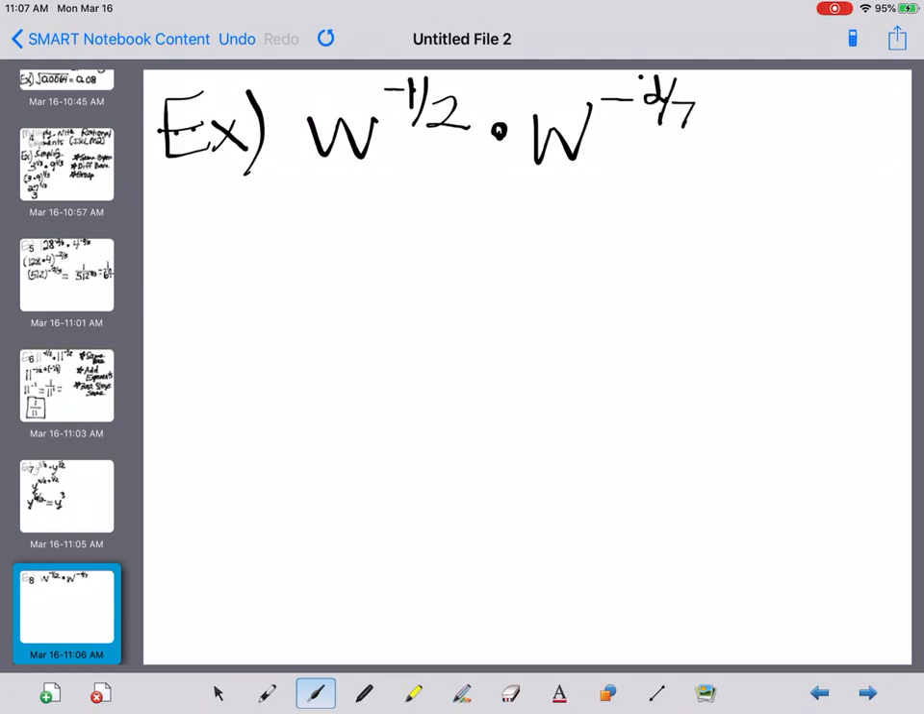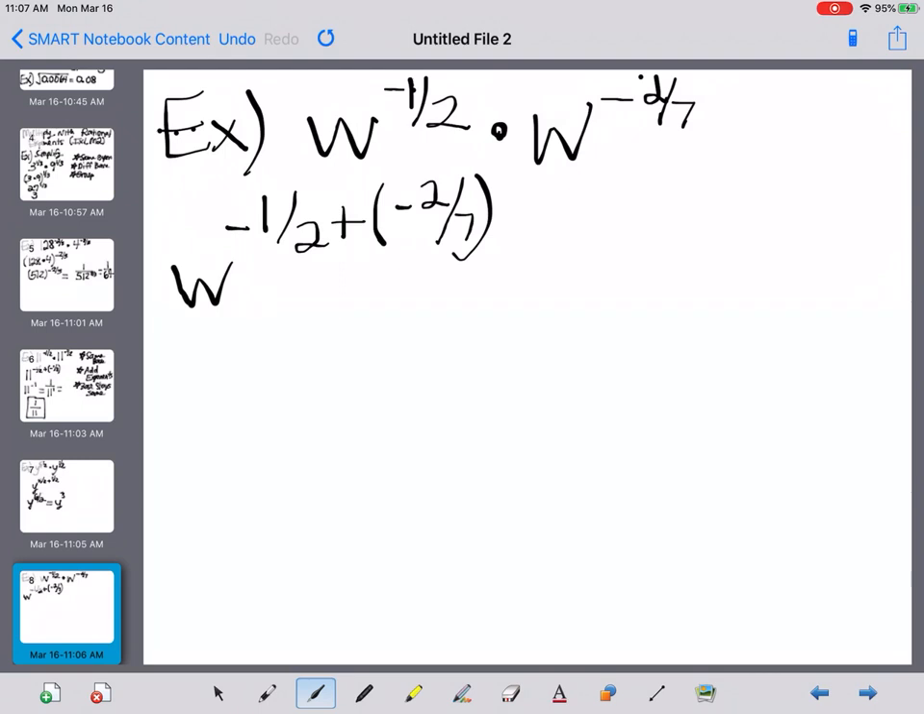Okay, so same rule as the last few problems here. We have the same base. My base is w, so I'm just going to add my exponents because I have the same base. So w to the negative 1/2 plus negative 2/7. All right, on this one though, I'm adding halves and sevenths. They're basically not the same thing. So if you go back to 5th and 6th grade math a long time ago, when we were adding or subtracting fractions, we have to get a common denominator.